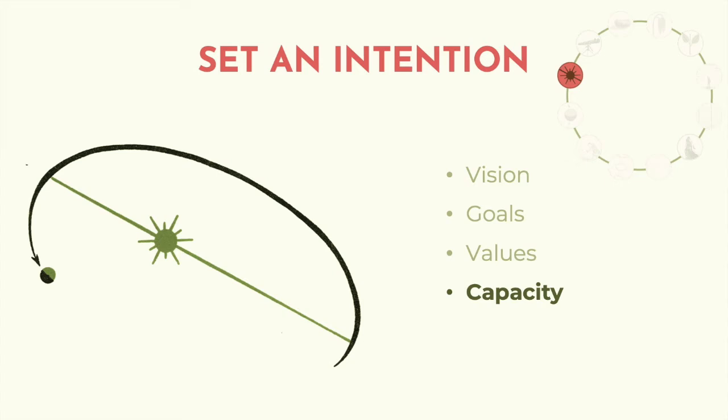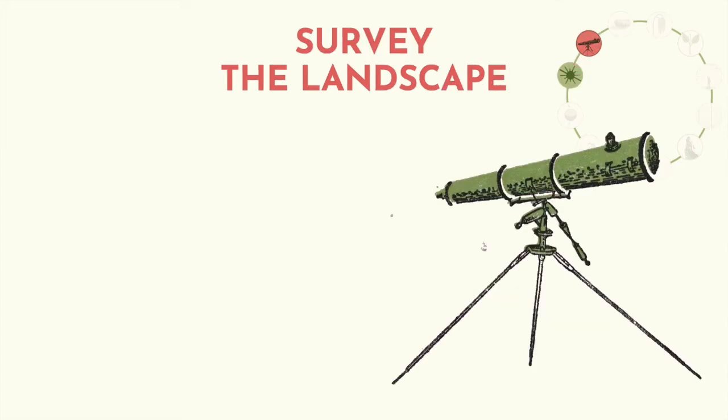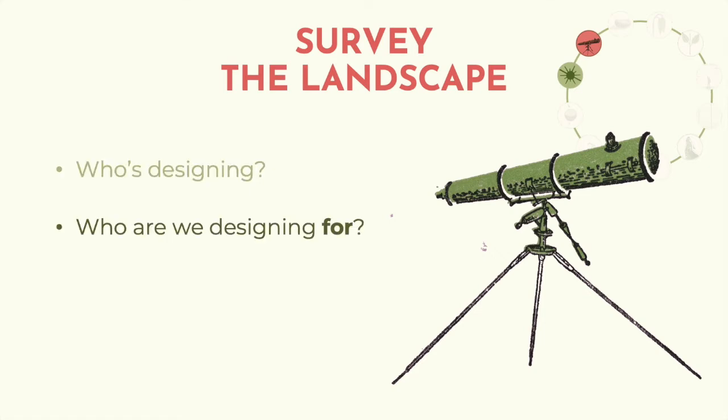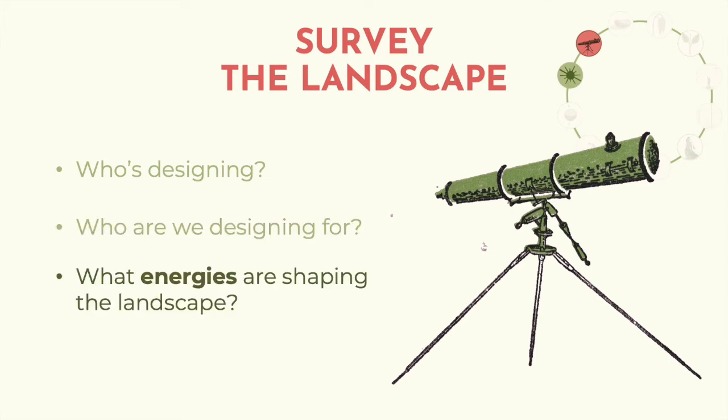The next stage is survey the landscape. That means taking a look at who the different players in this landscape are. Who are the people you're designing for? Who might your allies be? Who are your competitors? Who are what we call parasites or predators? What energies and trends and forces are shaping that landscape of social design? And just as importantly, what does your internal team look like?